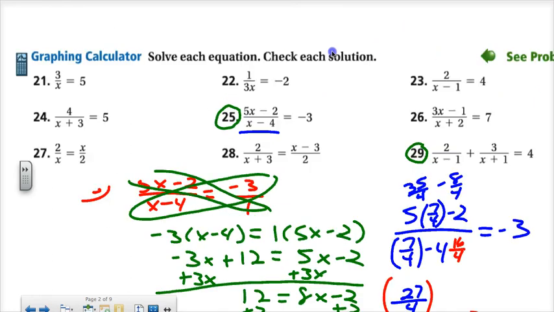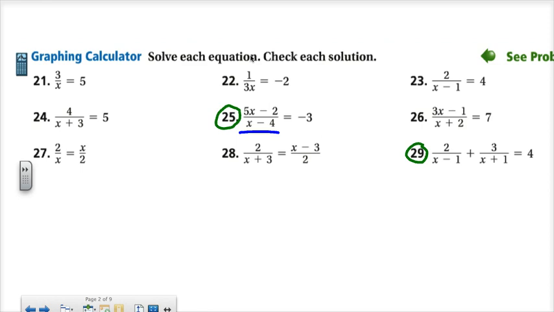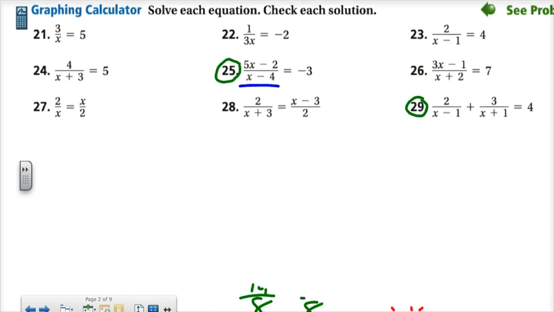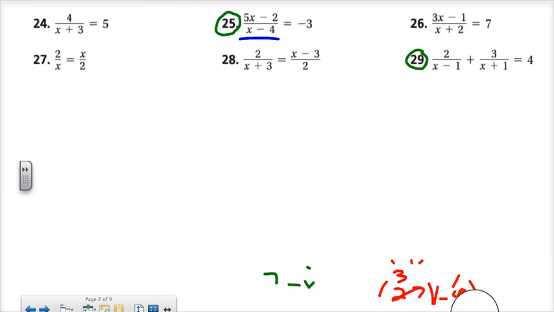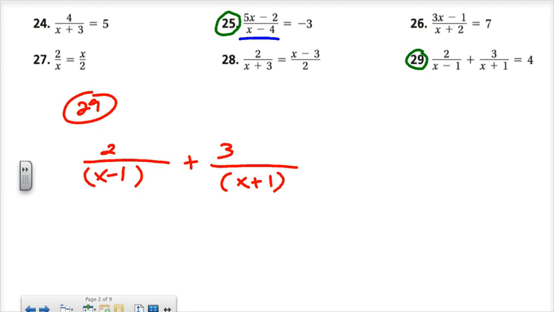Now, the next one that I had up here is number 29. And let me make some room by doing some erasing here. So number 29, as I'm writing it down, I'm going to double check that I already have factored denominators on this one. So 2 over the quantity x minus 1, already factored. 3 over the quantity x plus 1, already factored. Equals 4, well that's 4 over 1.